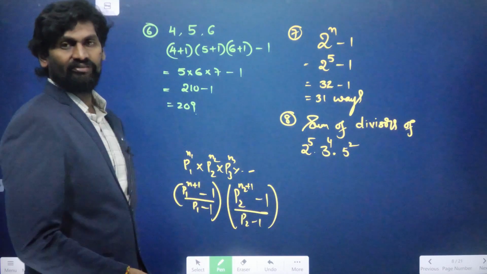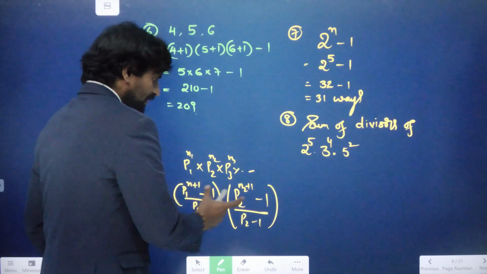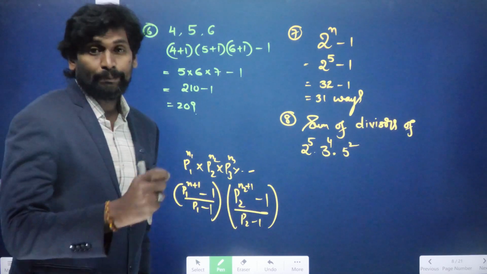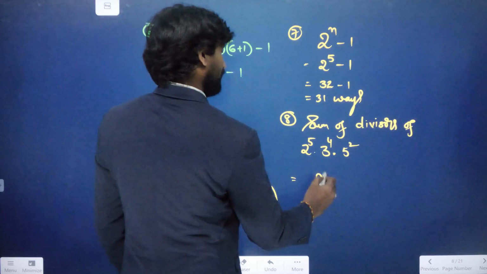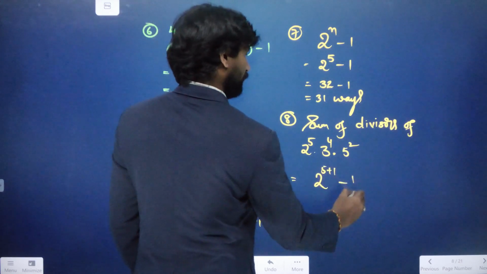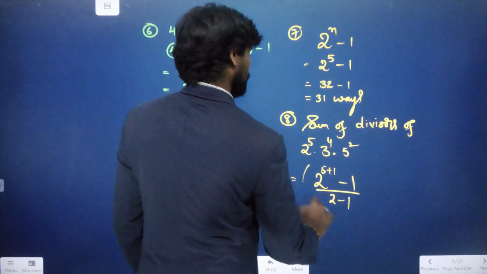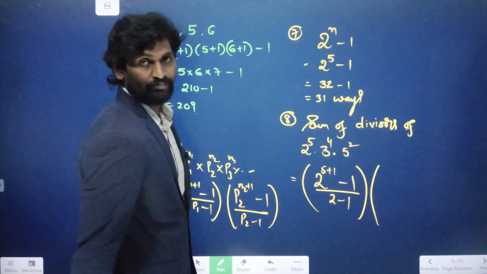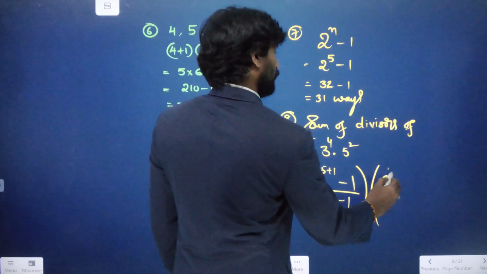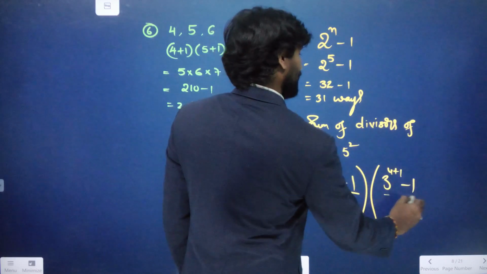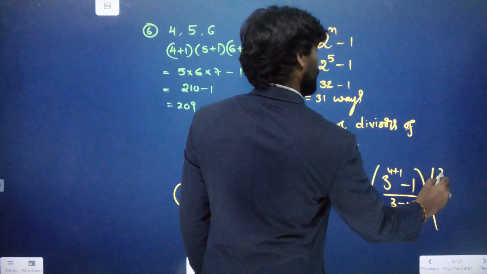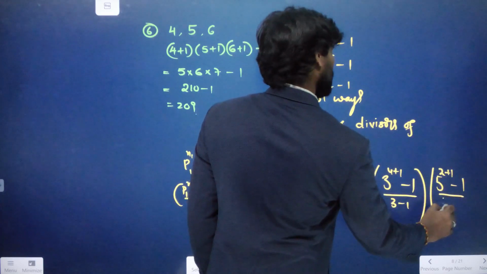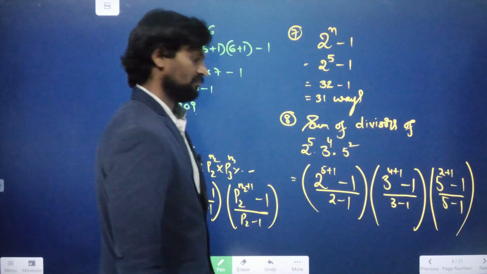Like that we are having the factors. That is, the number of times we need to multiply depends on the number of different prime factors. So here this is (2 power 5 plus 1 minus 1) by (2 minus 1), into the next prime number 3, 3 power 4 is given, so (3 power 4 plus 1 minus 1) by (3 minus 1). And the next one, 5, 5 power 2: (5 power 2 plus 1 minus 1) by (5 minus 1).